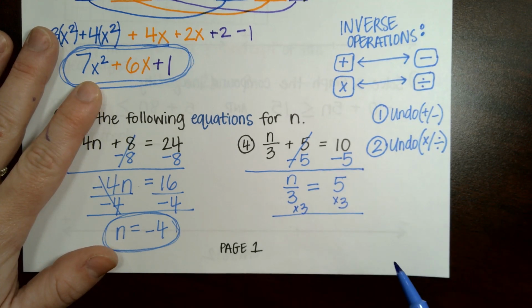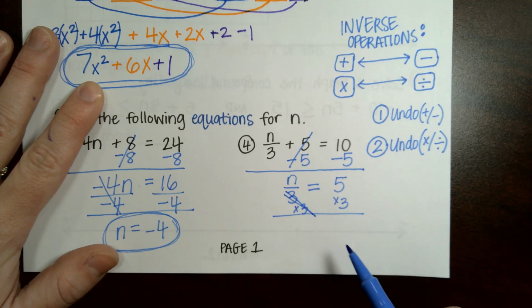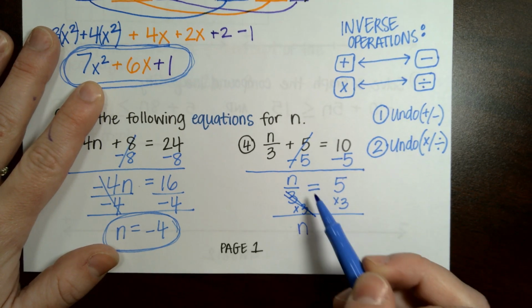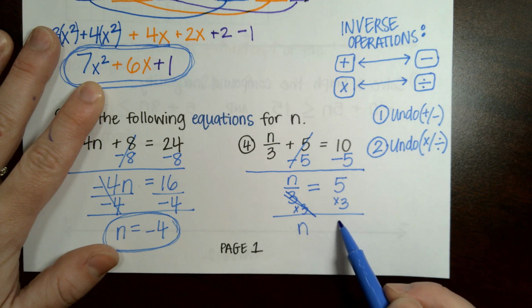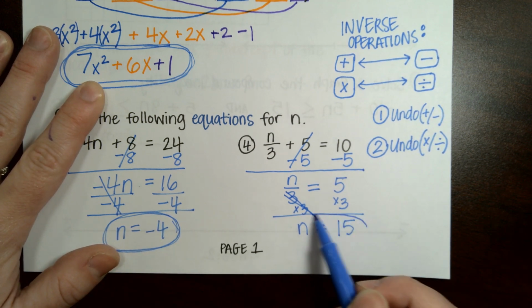So what happens? Those 3s cancel. Cancel the 3s. 5 times 3 is 15. N equals 15. Good.